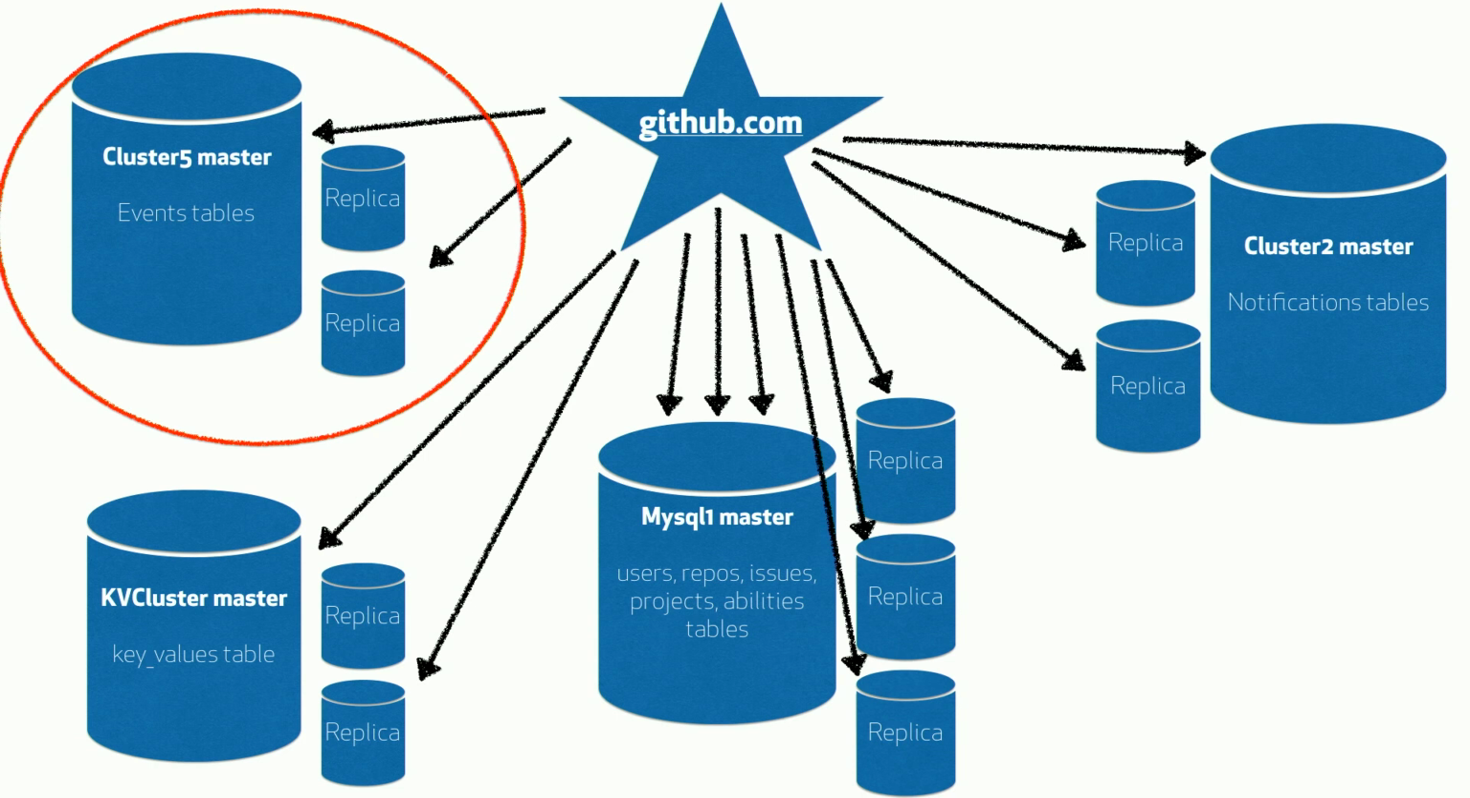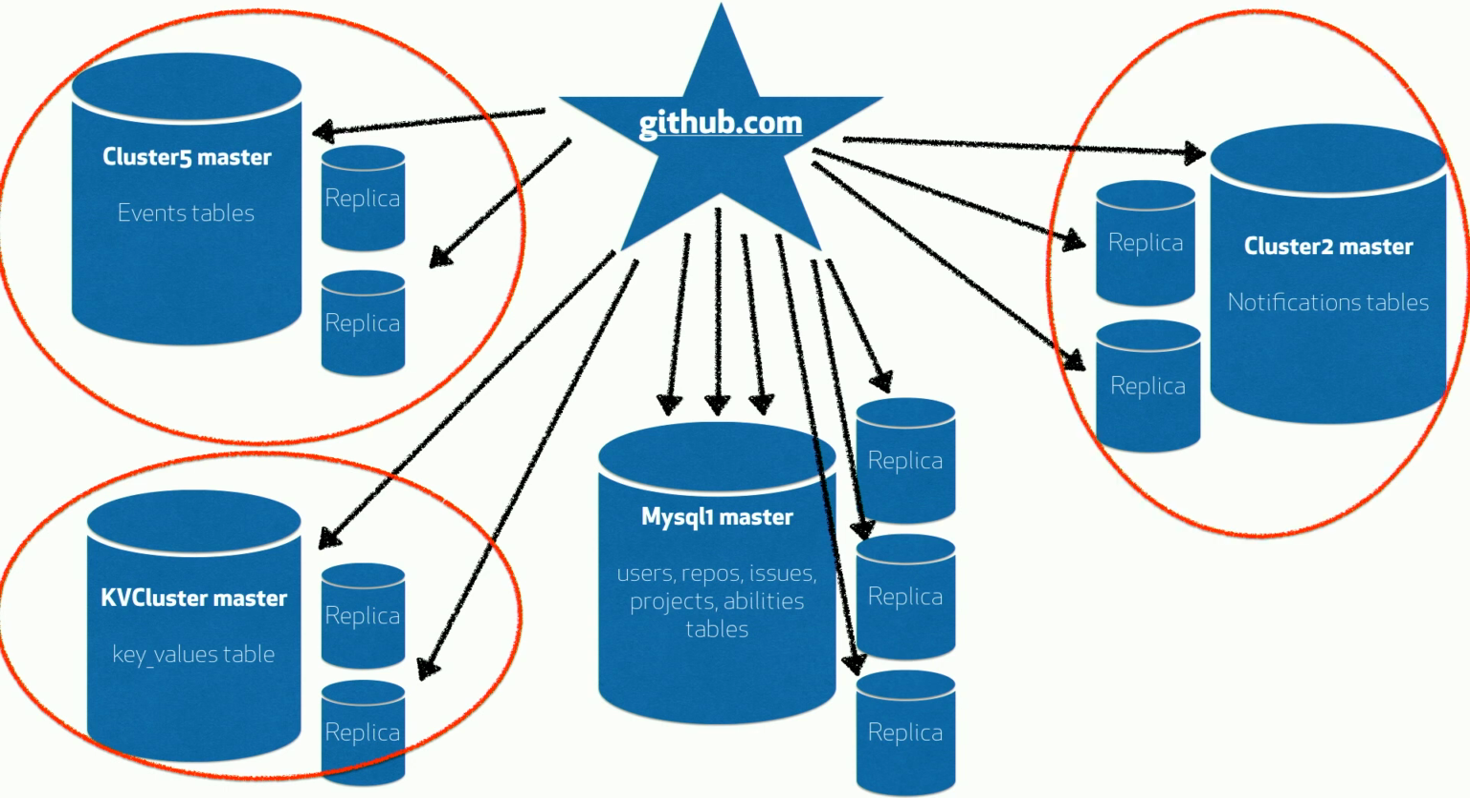And so each cluster has a master and some replicas hanging off of it. And we try to funnel as many reads as possible to our replicas. And then obviously the master will handle all of our writes that are coming in. So another example over here, we have our KV cluster, which holds some key value data. We have our cluster 2 over here, which stores some notifications tables. And then we have our MySQL 1 master cluster.